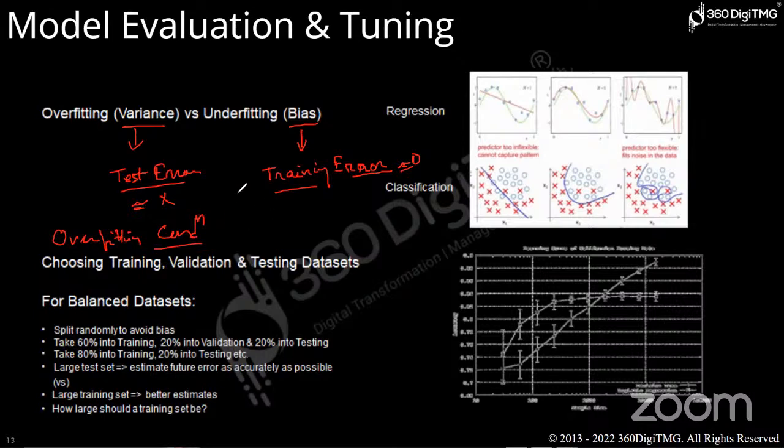Similarly, we are having another condition where we are having a higher training error. Suppose that test error will also be high, because if training is not done properly, test will also be faltering. So if this is the case, it is an underfitting condition.